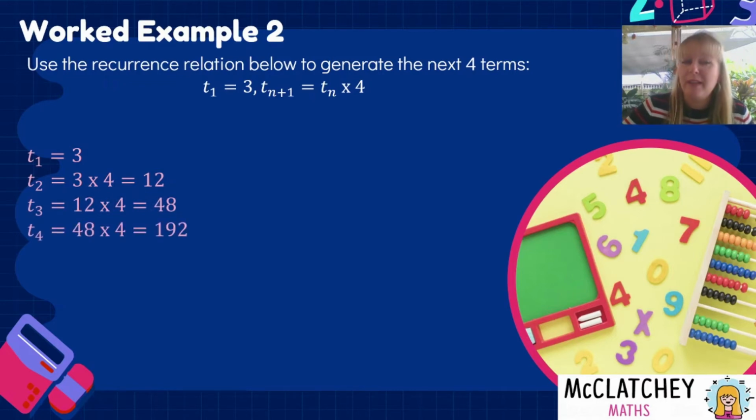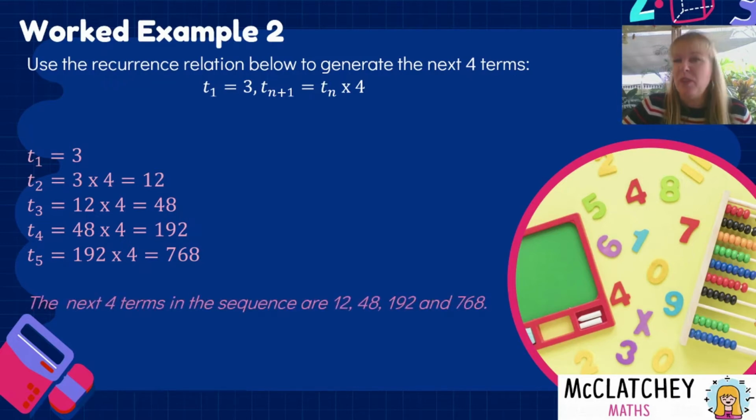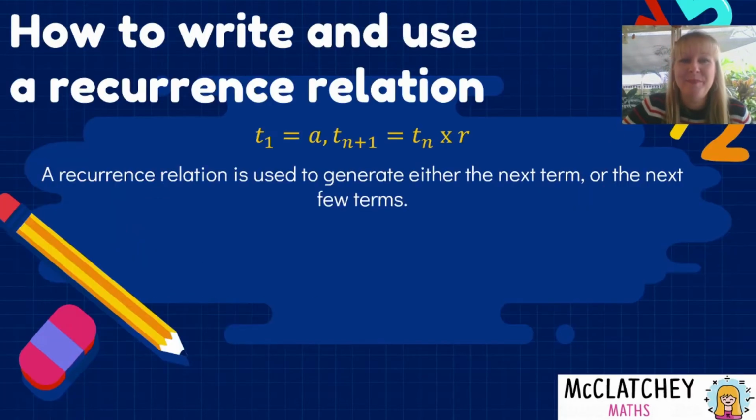Then we take 48, and when we multiply by 4, that will give us 192, and to our last term, term 5, which will give us 768. So that's fairly straightforward, pretty easy on the calculator to do that kind of working. And we also should write a statement at the end, because the question is a worded problem and it doesn't refer to T1, T2, etc. So we're going to write that down. The next 4 terms in the sequence are 12, 48, 192, and 768.